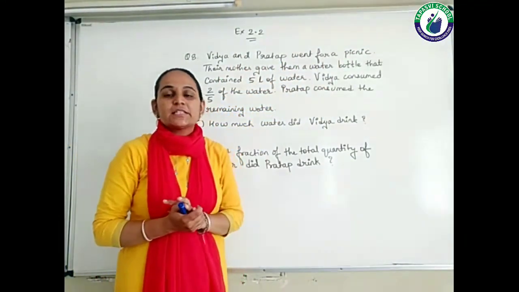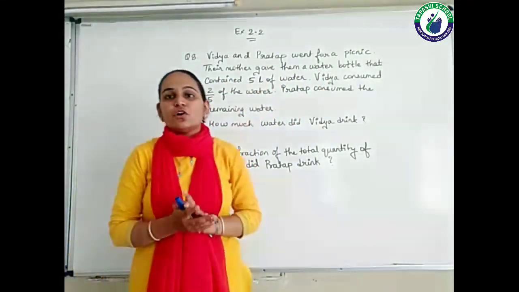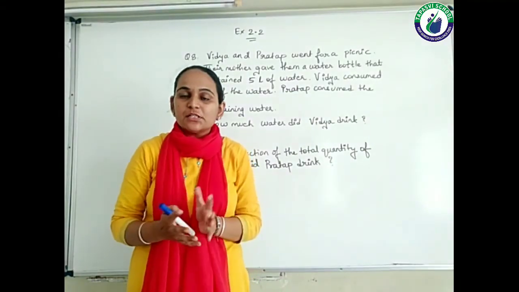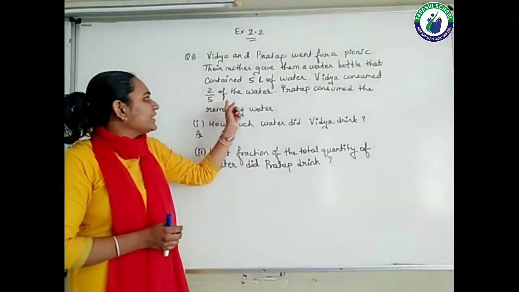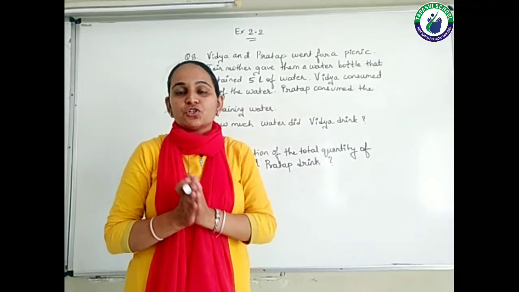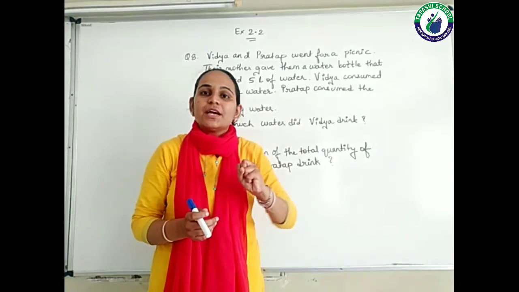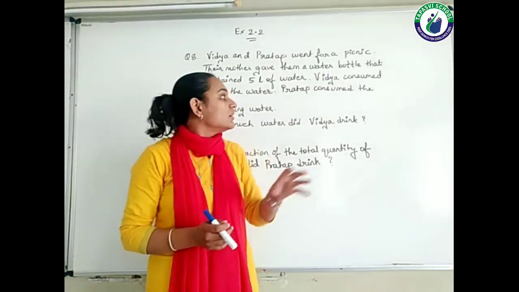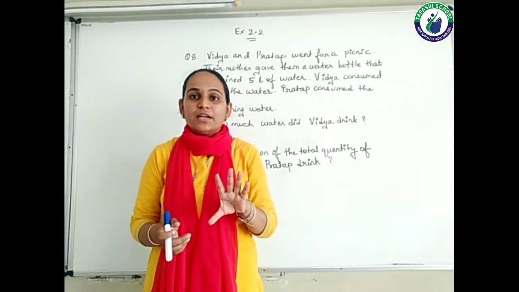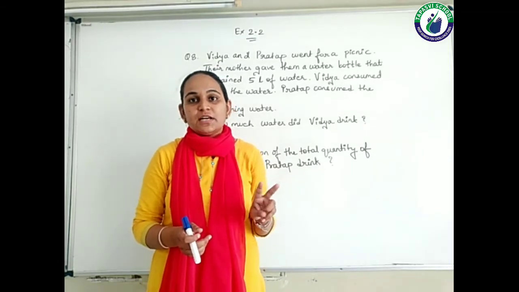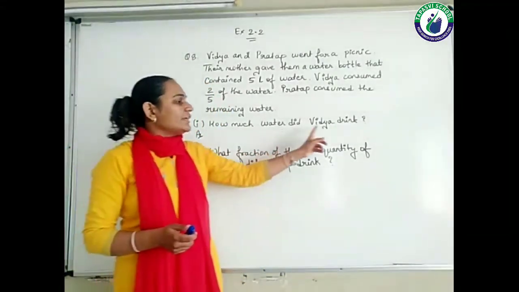They went for a picnic. Now their mother gave them a water bottle that contained 5 liters of water. Now Vidya consumed 2 by 5 of the water. That means 2 by 5th portion of that water has been consumed by Vidya. That means out of 5 liters, Vidya has drunk 2 liters of water. Now Pratap consumed the remaining water. Now what is the remaining, students? If out of 5, 2 liters is consumed by Vidya, then the remaining 3 liters will be consumed by Pratap, right?